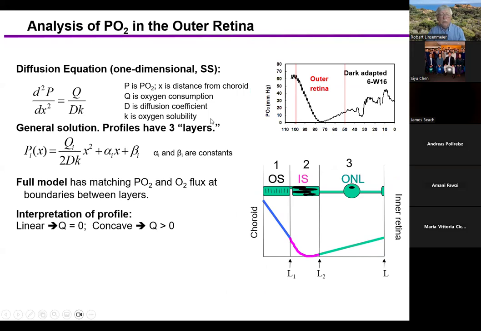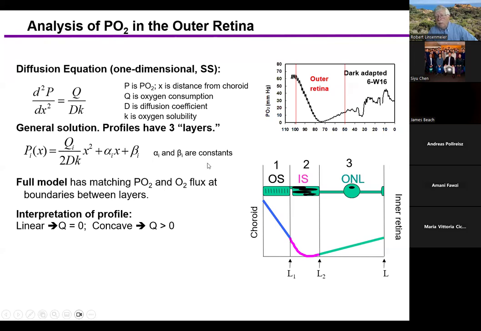I need to take you through one math slide, just briefly. What we do with the outer retina is to fit a diffusion model to it. And the diffusion model is very simple. It's one-dimensional, steady-state diffusion. It has a solution whose general form is here, which involves the consumption of oxygen.